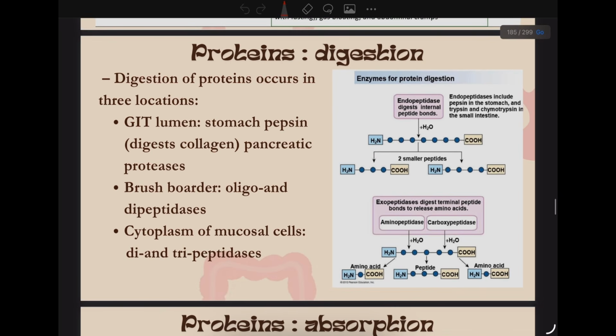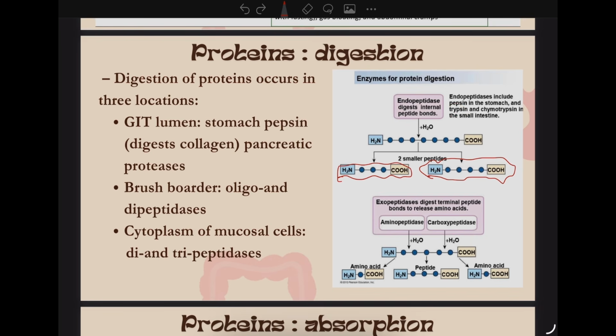Now, proteins. Let's start with the digestion of the proteins. Digestion of the proteins happens in two phases, okay? Endopeptidases and exopeptidases. Endopeptidases take the big proteins and break them down into smaller peptides. Examples of these are pepsin that we know in the stomach, trypsin, and like the big things that we know. Okay?